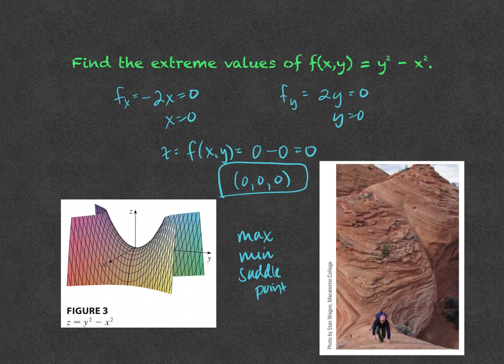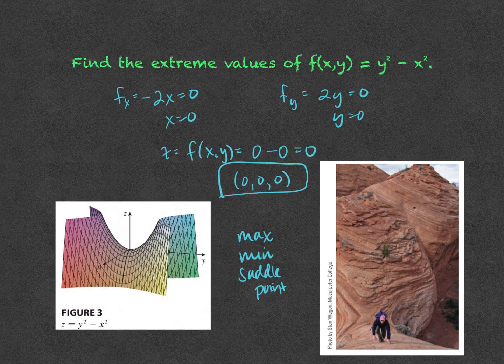Now, a great real world example of this is a mountain pass. It looks very much like this saddle point over here on this graph of the hyperboloid that we saw in the last example. So you can have a maximum, you can have a minimum, you can have a saddle point. So if we're not going to draw them, we're going to use the second derivative test to help us determine if we have a maximum, a minimum, or a saddle point.